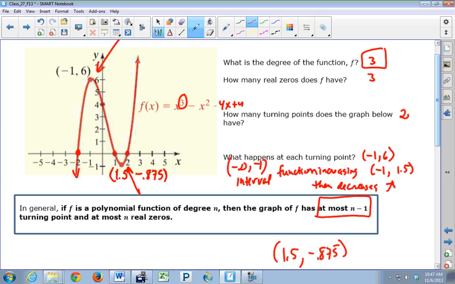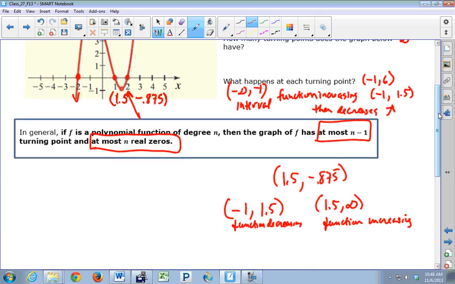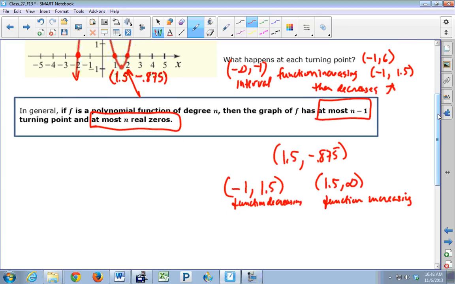Okay, and it also tells you the most number of real zeros you can have. The most number of real zeros you can have with a cubic is exactly equal to the degree. So you can have at most 3 real zeros, and at most 2 turning points. That's a very important property that we're going to use for graphing polynomials.